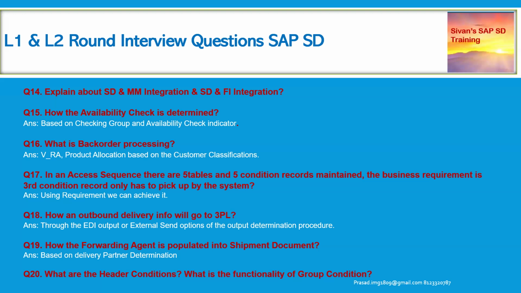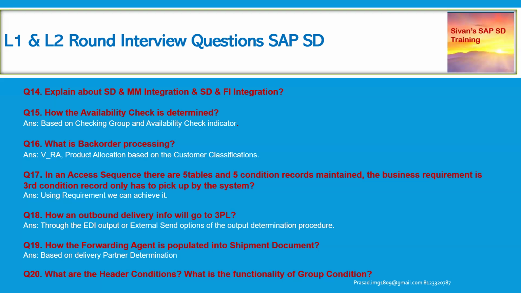This is being widely used nowadays. Question number 17. In an access sequence, there are 5 tables and 5 condition records maintained for those condition tables. Now the business requirement is third condition record only has to pick up by the system. How can we achieve it?